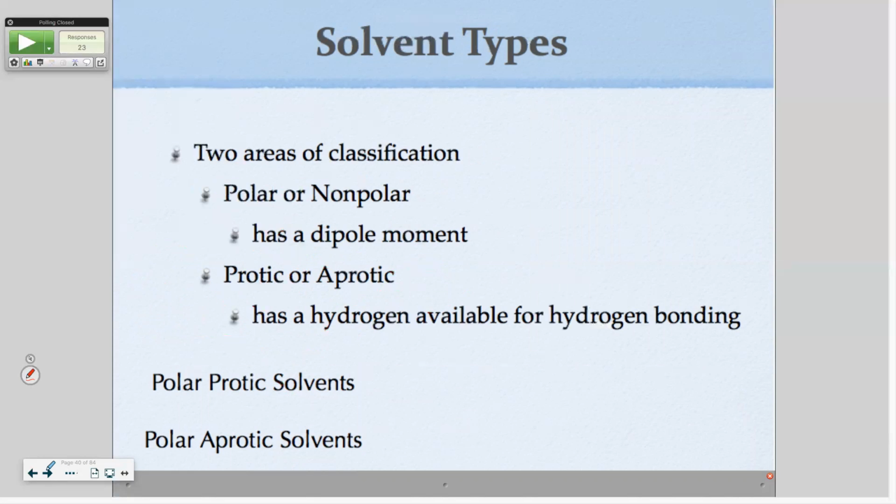Okay, so solvents are going to be a factor in this whole thing too. You can have polar solvents or nonpolar solvents. How do you know if they're polar? If I write a solvent up here, can you tell me if it's polar or not? How are you going to decide? What do you look for? Yeah, you look for polar bonds.